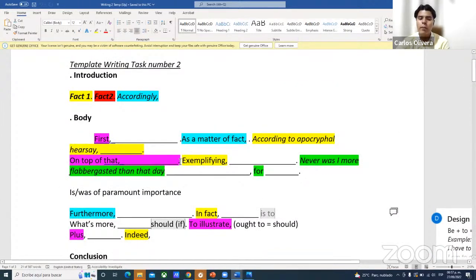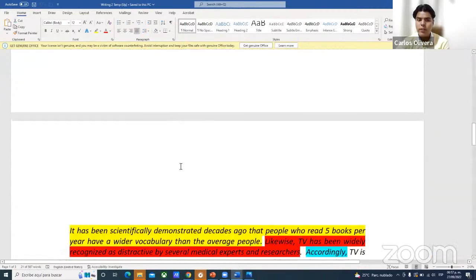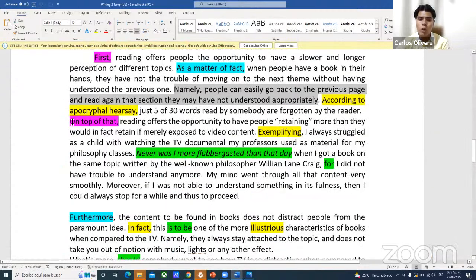Whenever you finish complementing, following all the connectors, you can see, on top of that, and I continue complementing. As you can see, reading offers the opportunity to have people retaining more than they would in fact retain if merely exposed to video content.